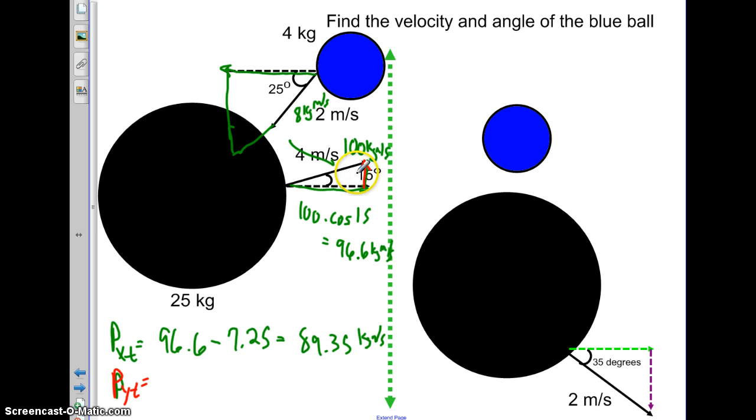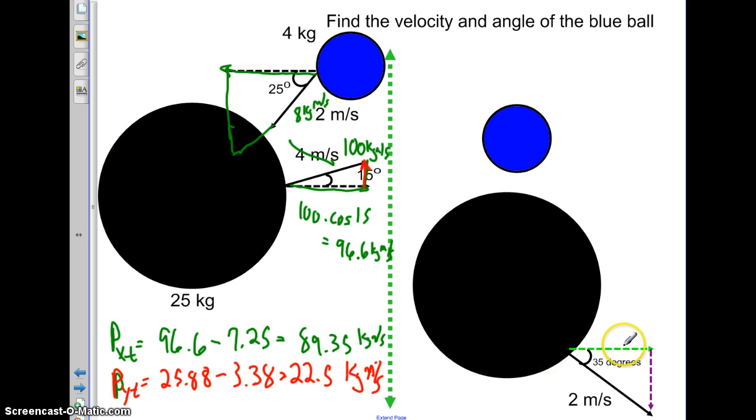So I've got 100 times the sine of 15 degrees, and I get 25.88. Then minus 8 times the sine of 25 degrees, and 8 times the sine of 25 gives me 3.38. I subtract those, and for the total y, the total vertical momentum, I get 22.5 kilogram meter per second. This is all I really want on this side of the problem. These are two very important numbers, so we're going to keep them here.